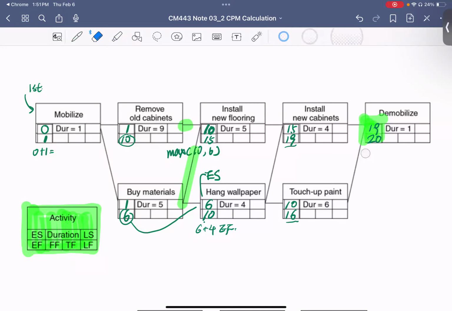Hold up. So, how do we get 10 and 16 again? How do we get them on touch up paint? Because I'm still trying to figure it out. The 10 comes from here because you see the relation, and the 16 is because 10 plus 6.